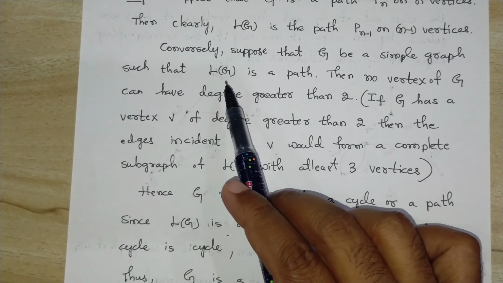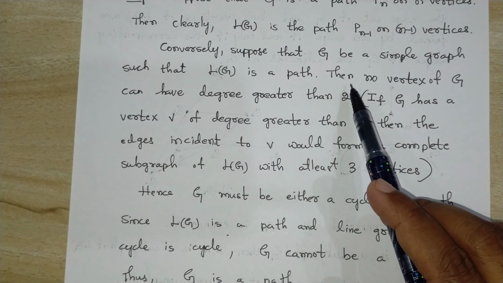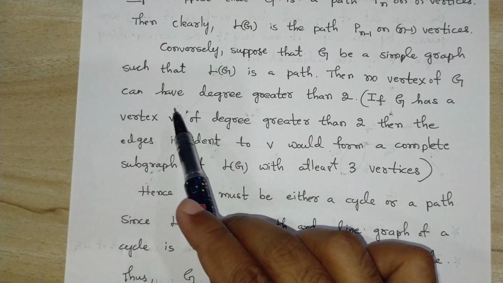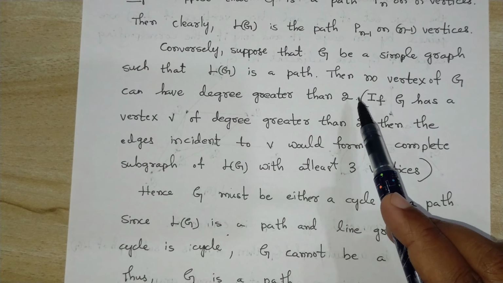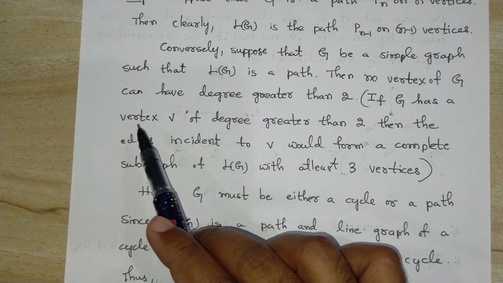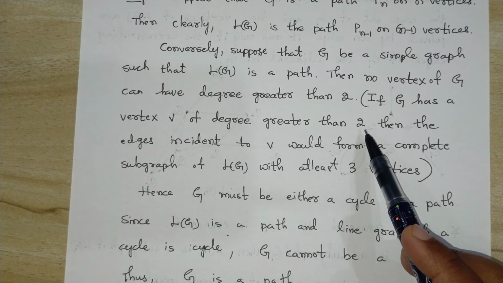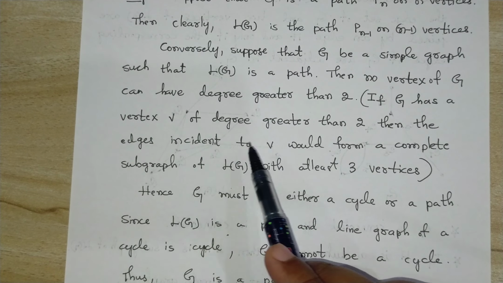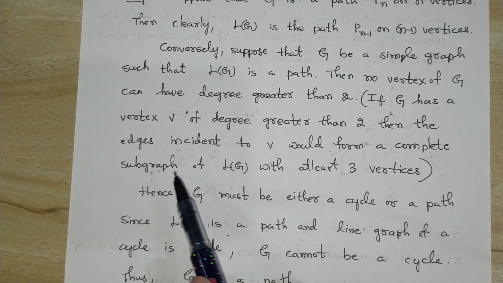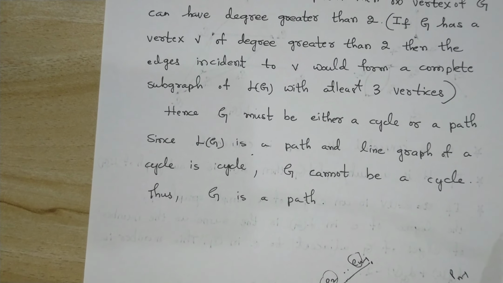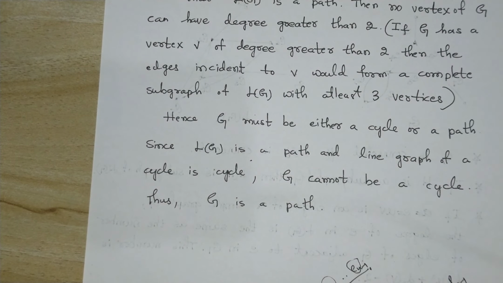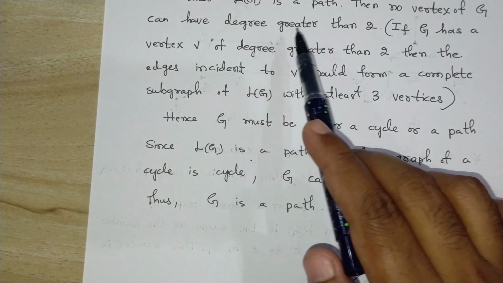Once the line graph of G is a path, then we can say that no vertex of G can have degree greater than 2. This is obvious. The reason is, if G has a vertex V of degree greater than 2, then the edges incident to V would form a complete subgraph in L of G with at least 3 vertices. That is not possible here. Since L of G is a path, this cannot be possible. So no vertex of G can have a degree greater than 2.